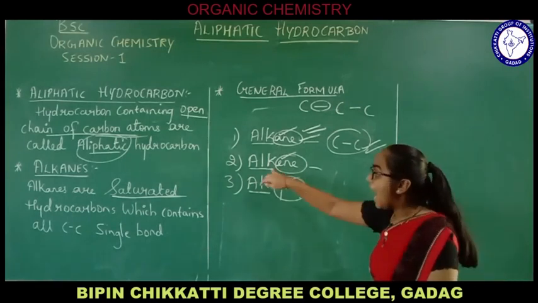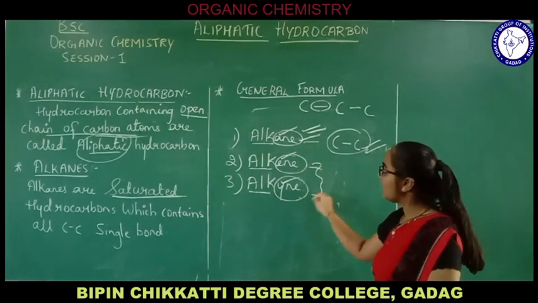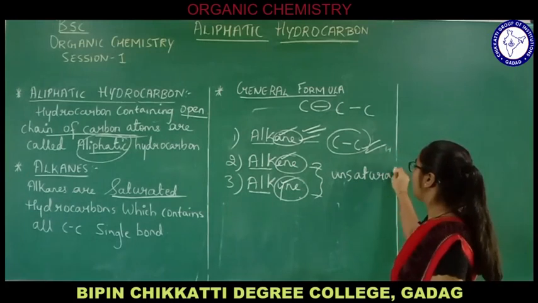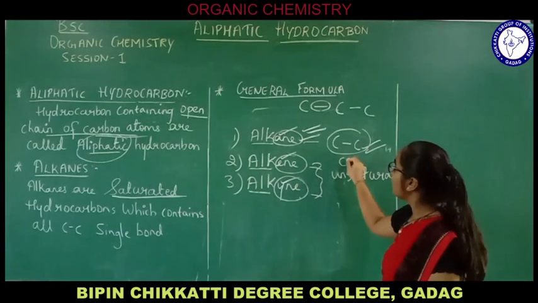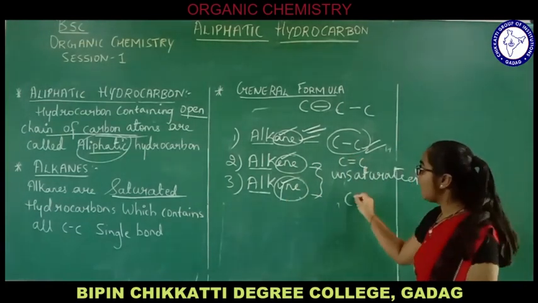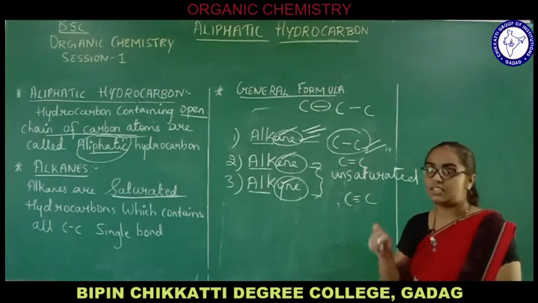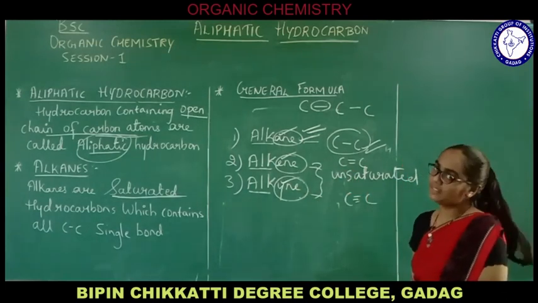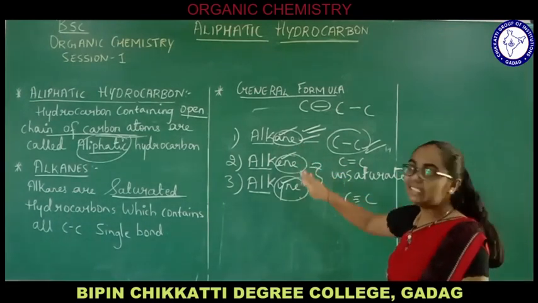Whereas alkene is also aliphatic, but alkene and alkyne are unsaturated hydrocarbons. They are unsaturated because in alkene between carbon-carbon there will be a double bond, whereas in alkyne the carbon-carbon will have a triple bond between them. Between the two carbon atoms there will be a triple bond in alkyne, whereas in alkene a carbon-carbon double bond will be present. Understood the point? So this is the basic difference between alkane, alkene and alkyne.